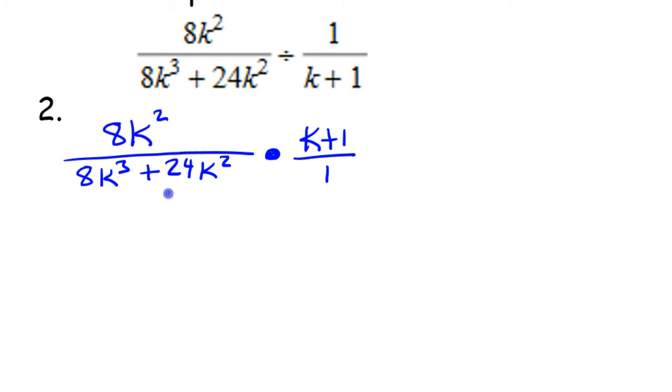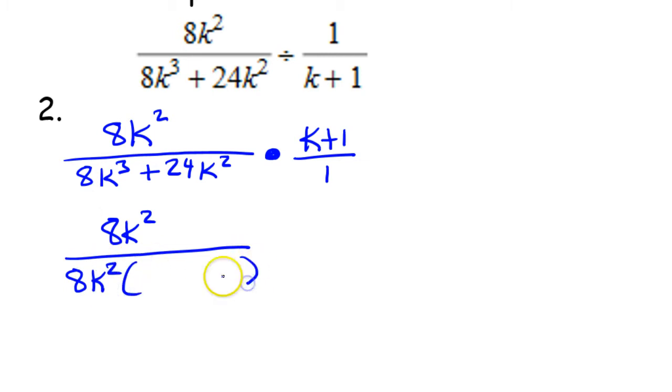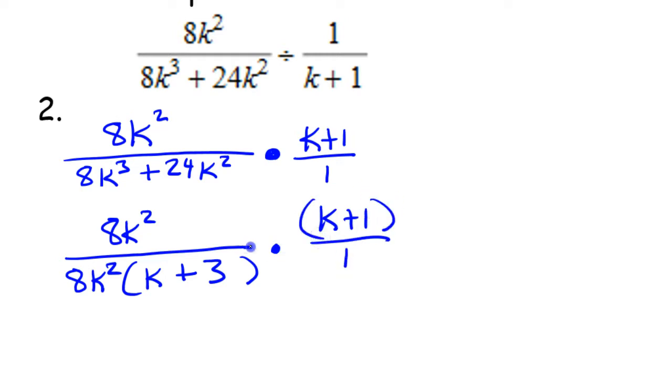Alright, now I'm going to factor everything I can. So I have 8k squared. Now I see a common factor here. The greatest common factor is 8k squared. So if I take that out, that's going to leave me with k plus 3. Alright, times k plus 1, and I'll leave that over 1 for now. Now, I'm going to treat this like it's one big fraction, and I'm looking to see if there's anything I can cancel out.